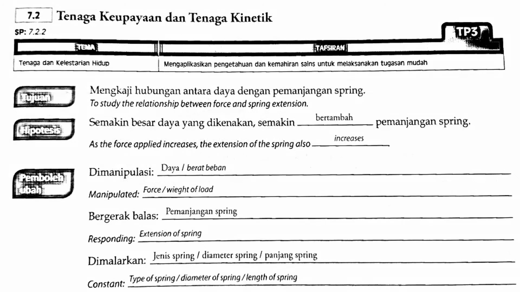Aim: to study the relationship between force and spring extension. Hypothesis: as the force applied increases, the extension of the spring also increases. Variables: manipulated, force or weight of load. Responding: extension of spring. Constant: type of spring, diameter of spring, length of spring.